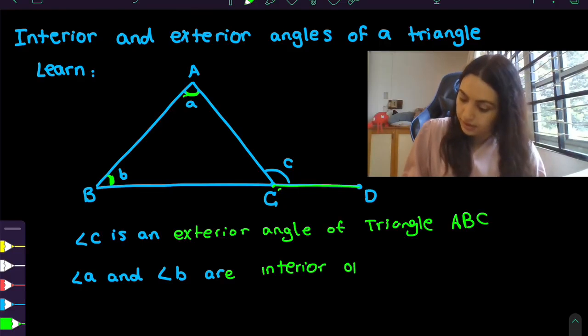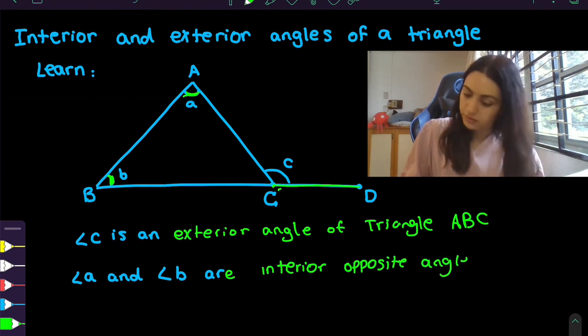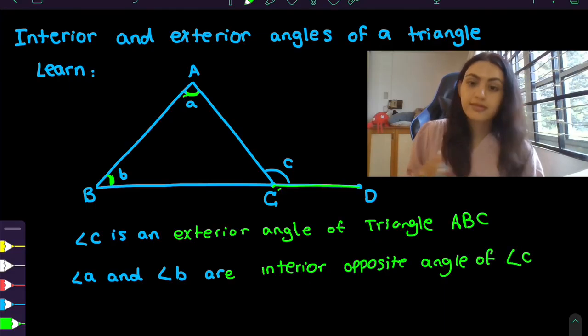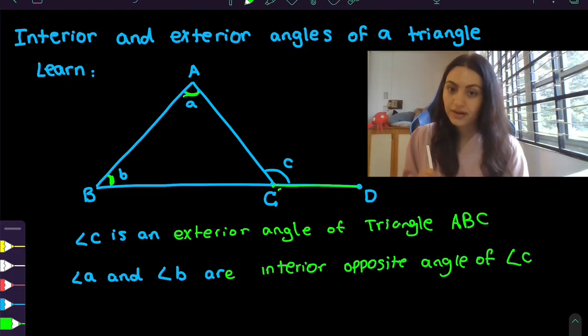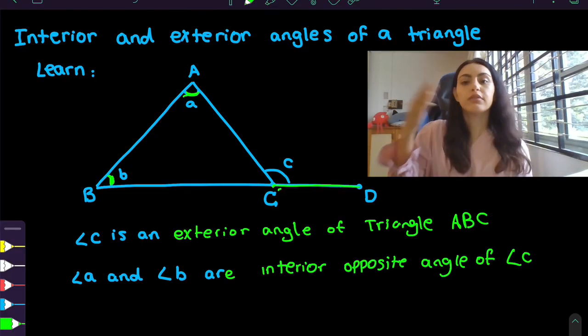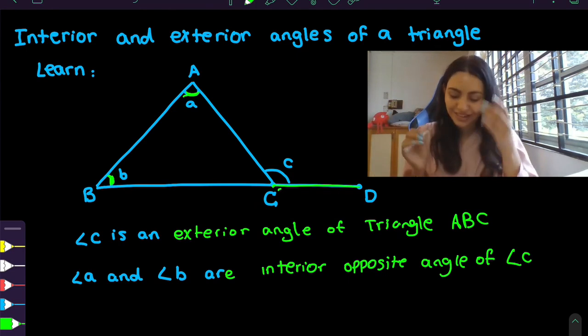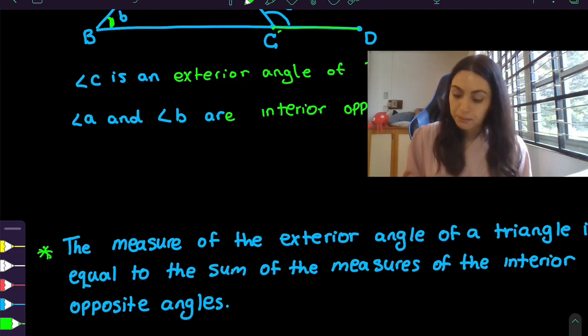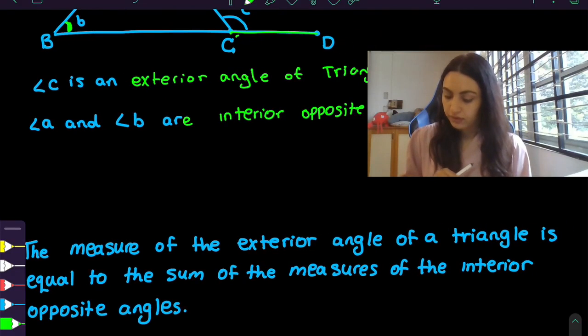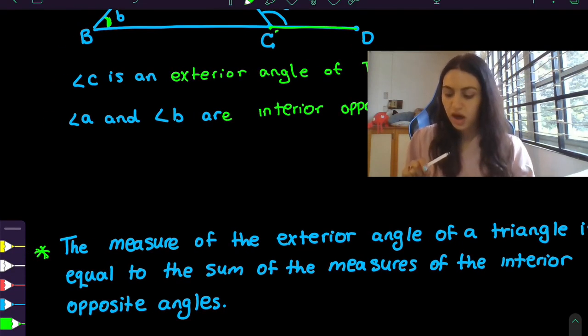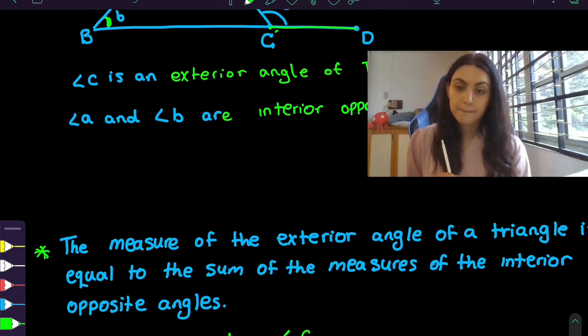Interior, opposite angle of angle C. Okay, interior, exterior. Exterior is outside. Interior, inside the triangle. So the measure of the exterior angle, which is angle C, of a triangle is equal to the sum of the measures of the interior opposite angles. That means if I add angle A plus angle B, it's equal to angle C. Interesting, right? That's a new rule.